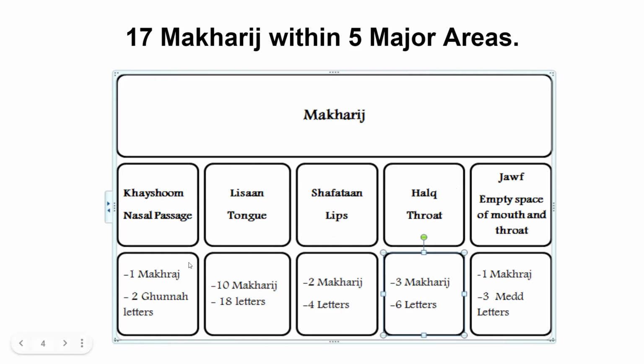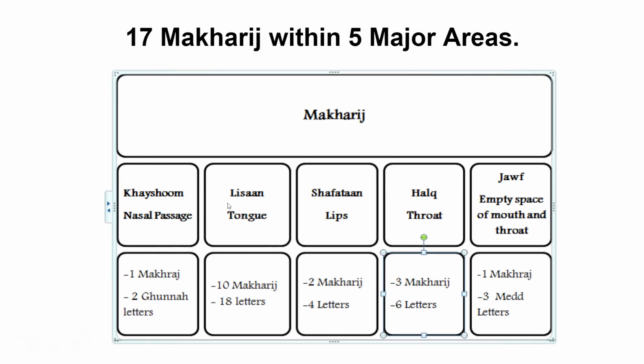Now, in all of these, we have the number of letters that are in each of these categories. The first one is khayshum, the nasal passage. How many makhraj are from the nasal passage? We only have 1 makhraj of the nasal passage, and there are only 2 ghunna letters. Ghunna, we will learn later on what that means. Only 2 letters come from the nasal passage. And there is only 1 makhraj, meaning there is only one way to use the nasal passage to make sounds in Arabic. And there are only 2 letters that come from the nose.